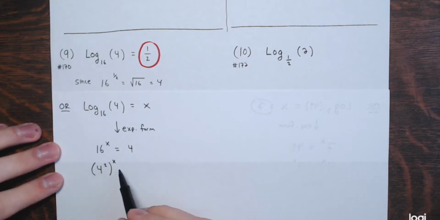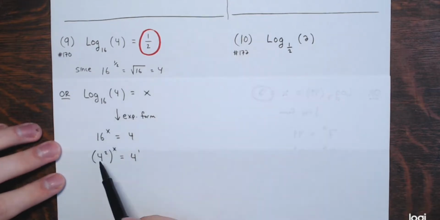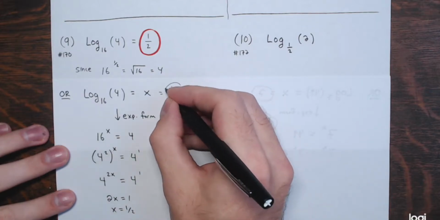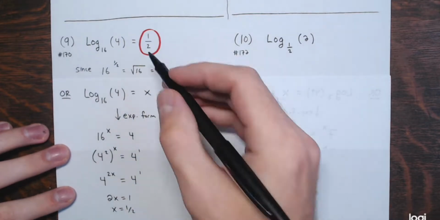16 to the x equals 4 to the first is 4, and then power to a power rule. 4 squared to the x is 4 to the 2x power equals 4 to the first, and now I have both sides as the same base to a single power. Using the one-to-one property for exponential functions, 2x must be equal to 1, and then dividing by 2, x must be equal to a half. So the log base 16 of 4 must be a half, as I said earlier.